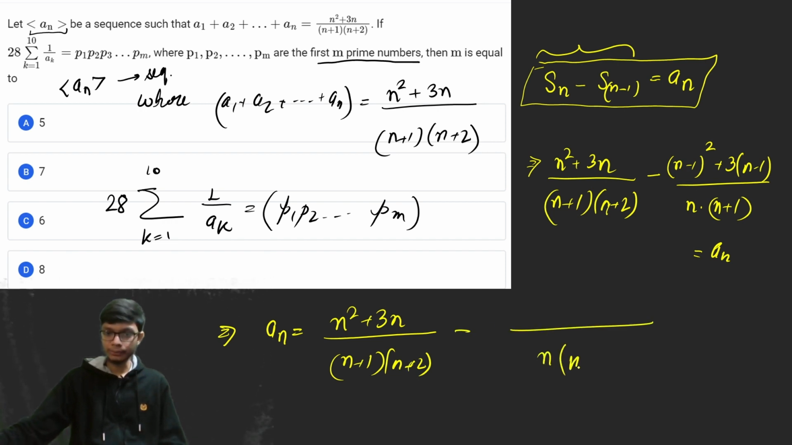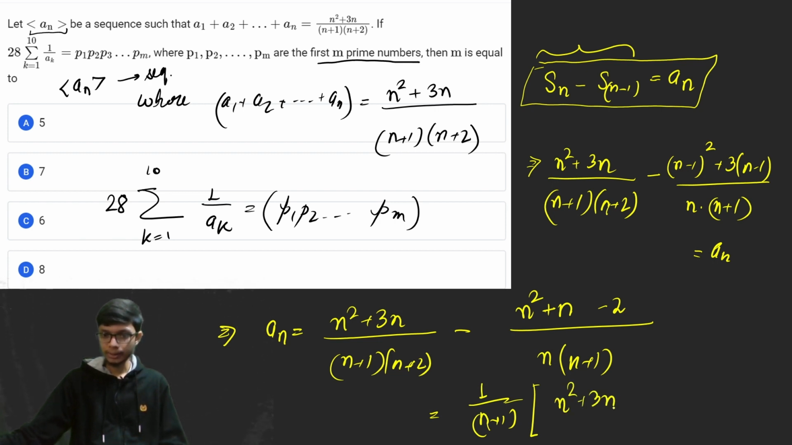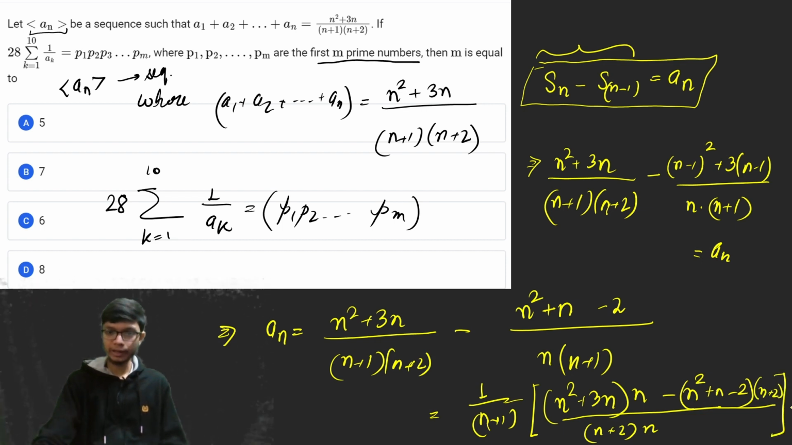This result will be n into n plus 1, and the upper result will be basically equal to n square, minus 2n, minus 2n plus 3n is equal to plus n, and plus 1 minus 3 is basically minus 2. Now if you take 1 by n plus 1 as common, then you get the result as n square plus 3n, whole multiplied with n divided by n plus 2, multiplied with n minus n square plus n minus 2, whole multiplied with n plus 2. Now you can definitely simplify these results.